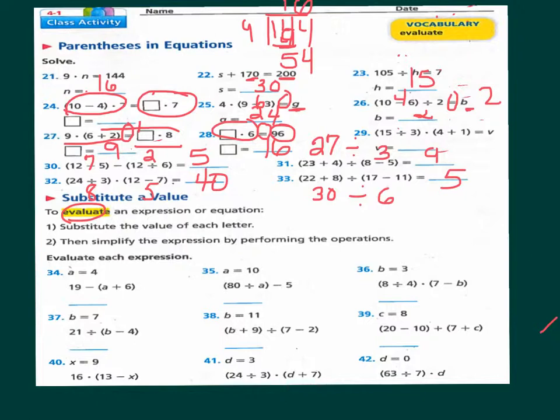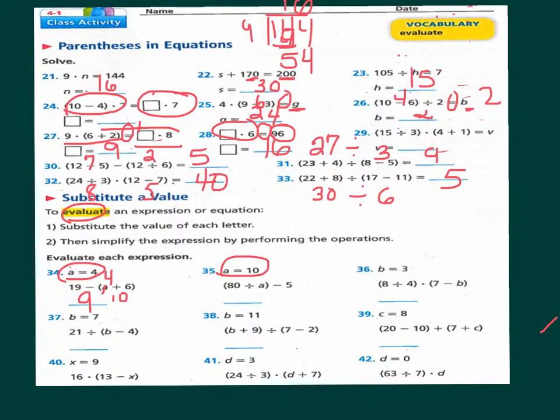All right, so if A equals 4, I'm just going to put the 4 in there. So it becomes 4 plus 6 is what? Because I do parentheses first, and 19 minus 10 is what? Good, 9. I hope you're saying these to yourself.